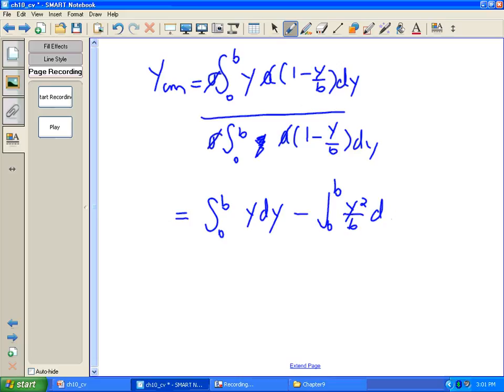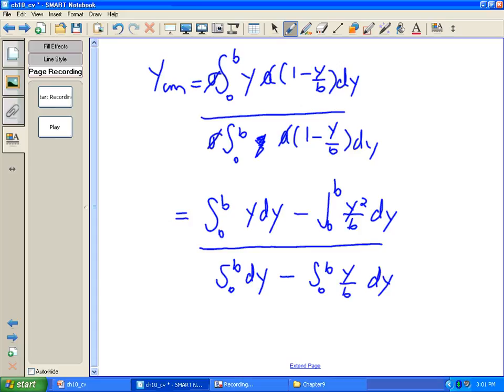So effectively what we've done is, because we have a sum of two terms, well, one of them is negative, we've effectively just multiplied through the integral. In the denominator, 0 to b, 1 times dy is dy, minus, 0 to b, y over b dy. Okay, get the hang of it?